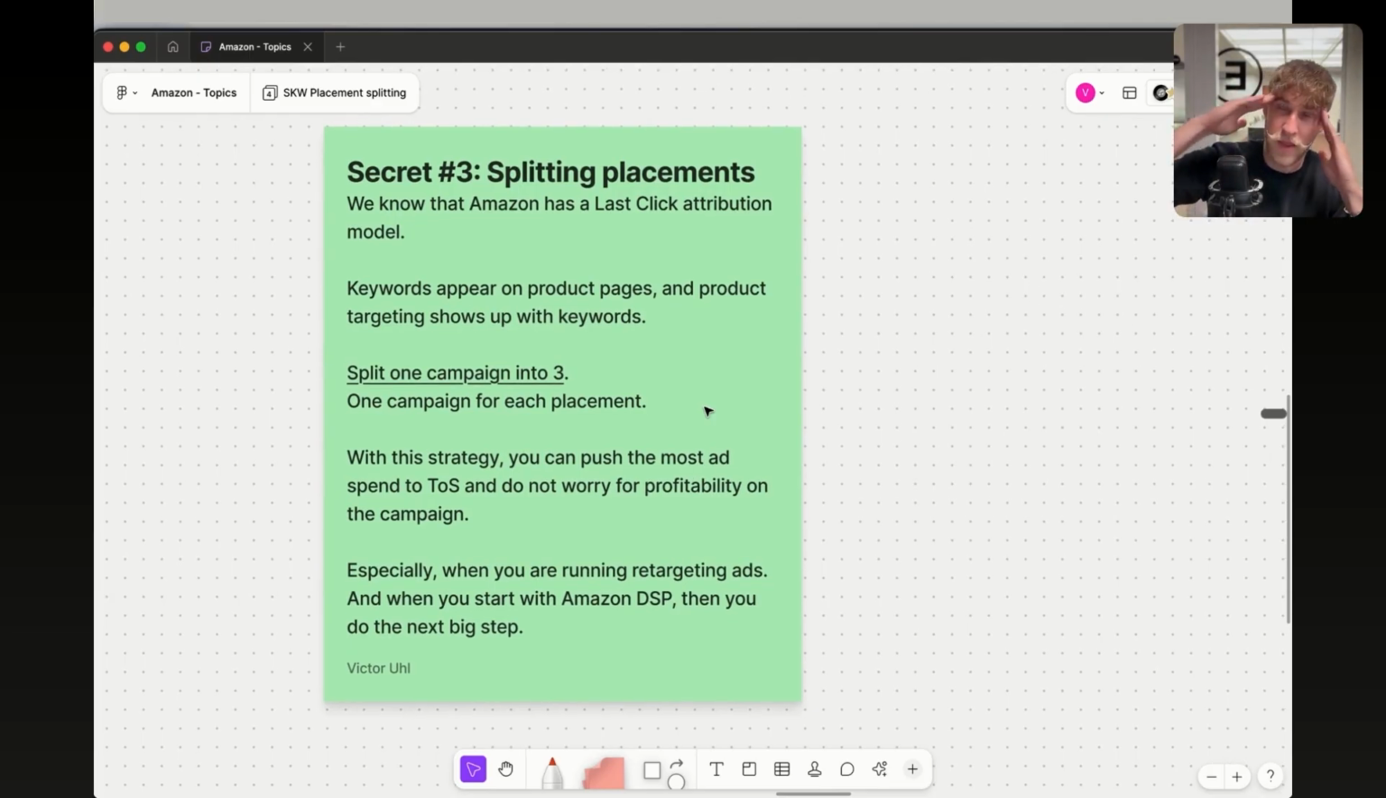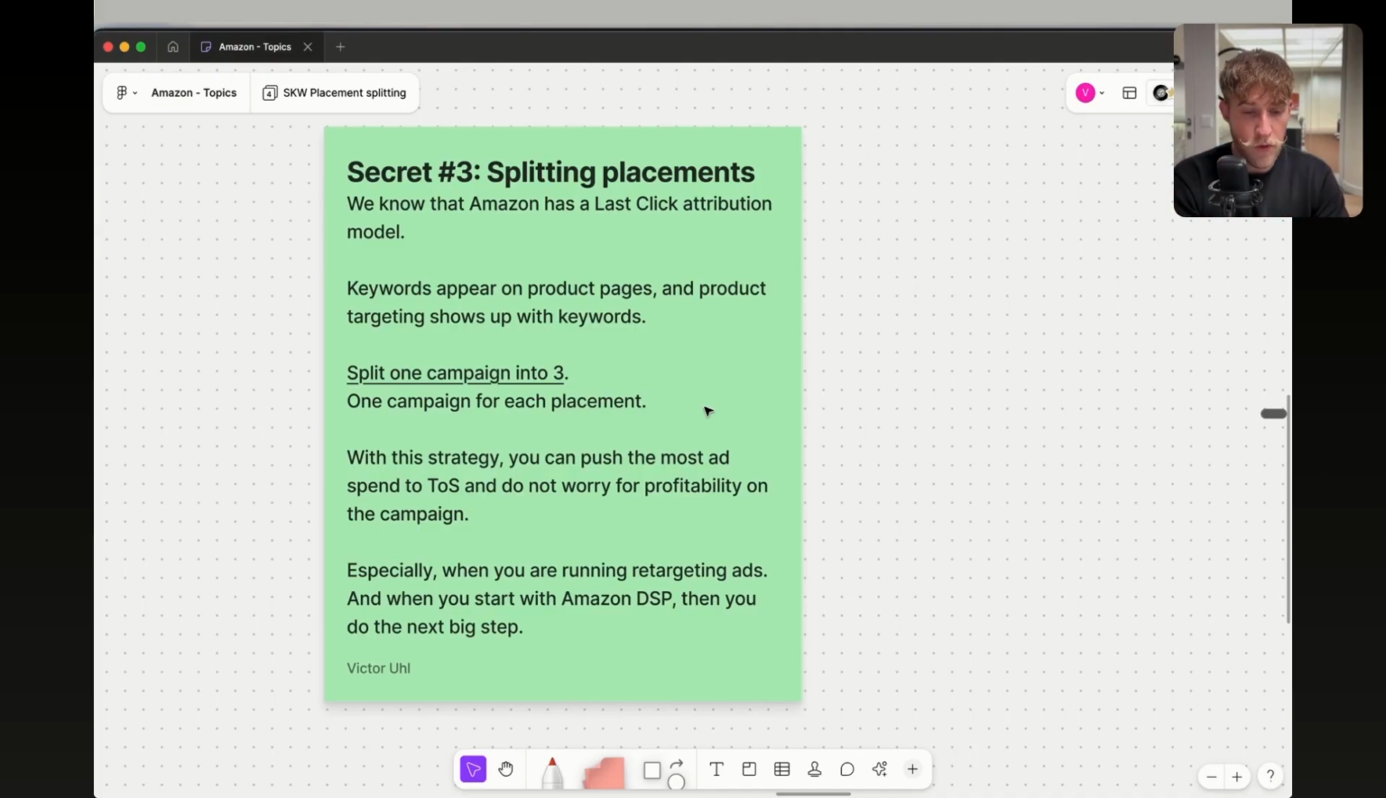And once you understand the problem behind this, we have to split one keyword into 3 campaigns, or one campaign for each placement. You could also make it up and say top of search, which is top of the funnel with fixed bids, and the rest of search and product pages together, depending on how granular you want to be. And the rest of search and product pages you go with down only.